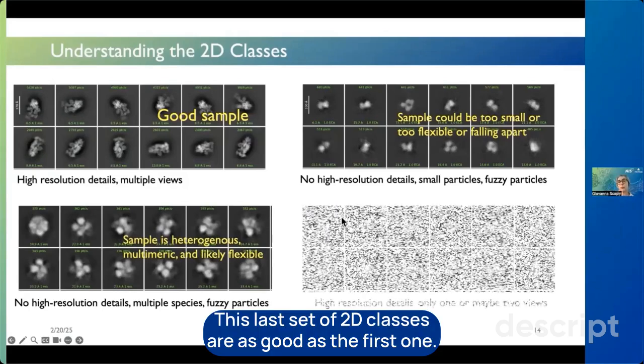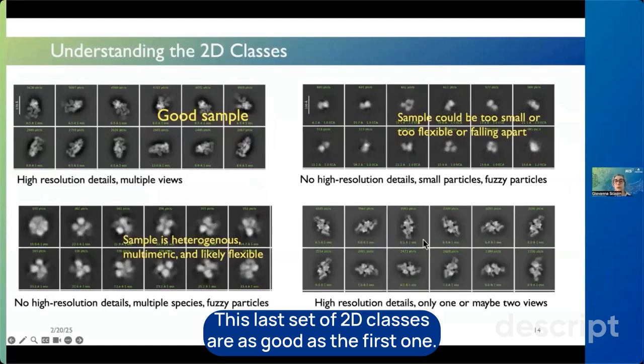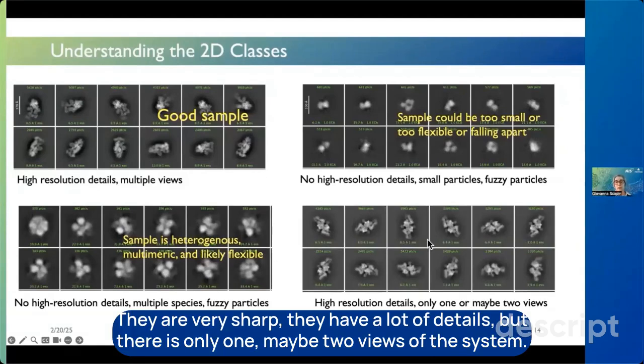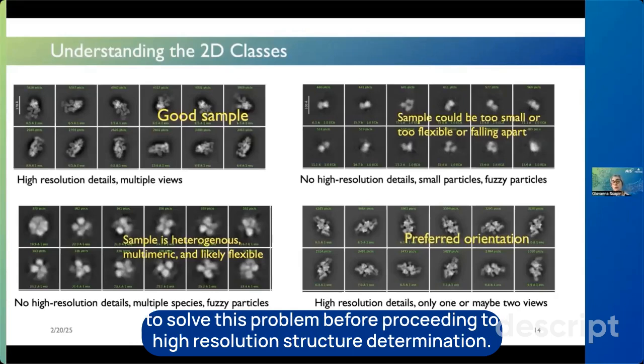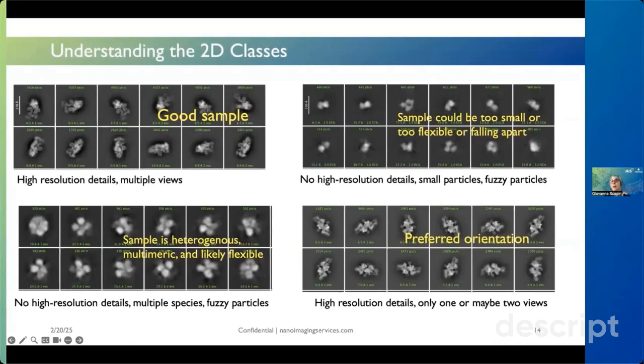This last set of 2D classes is as good as the first one. They are very sharp, they have a lot of details, but there is only one, maybe two, views of the system. It means that the sample suffers from what we call preferred orientation, and that we need to solve this problem before proceeding to high-resolution structure determination.